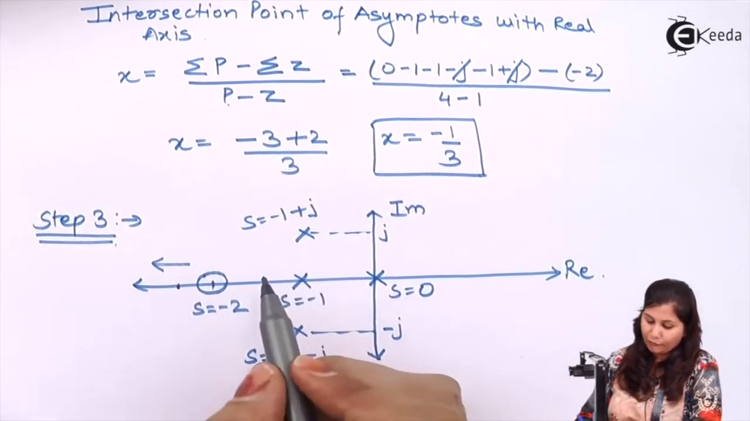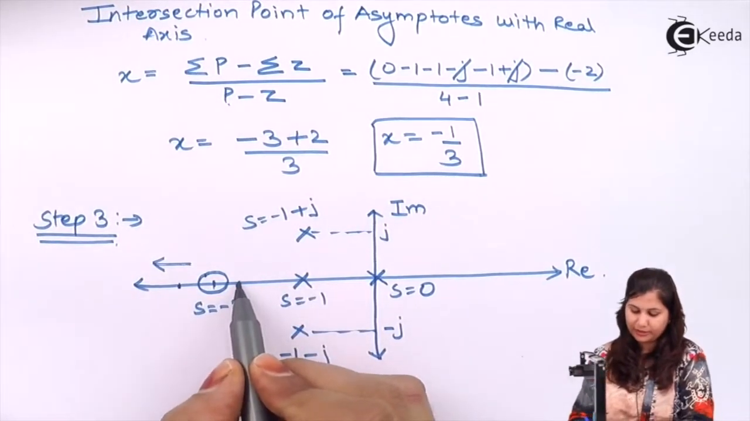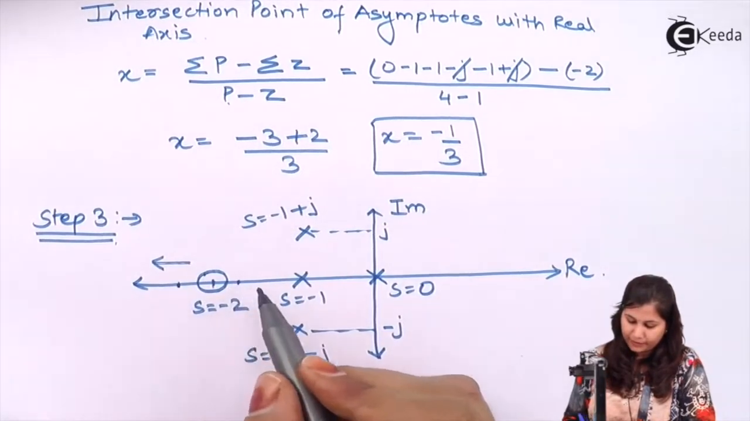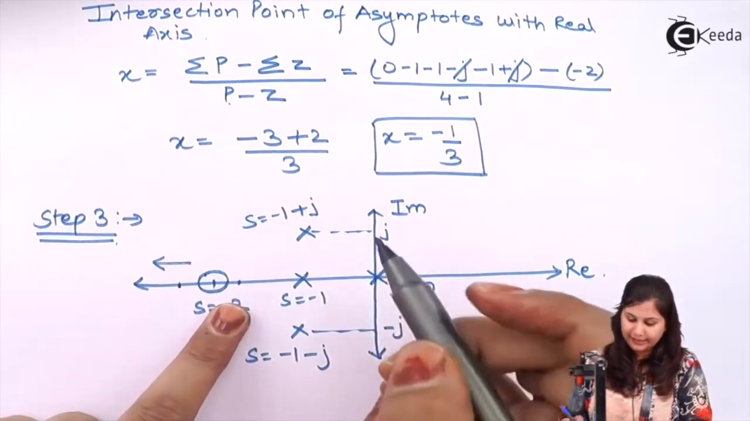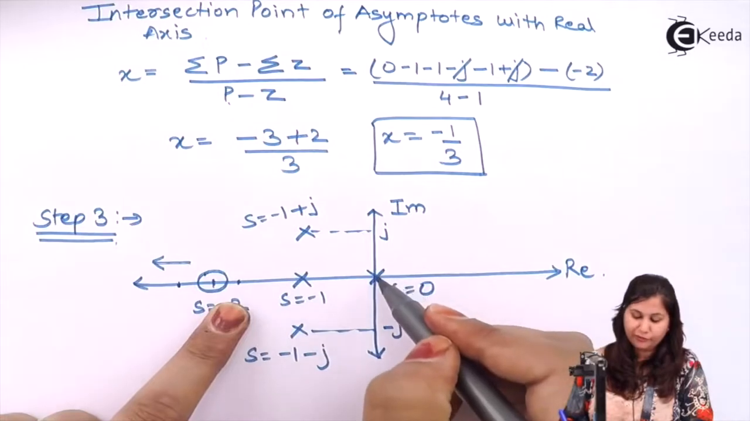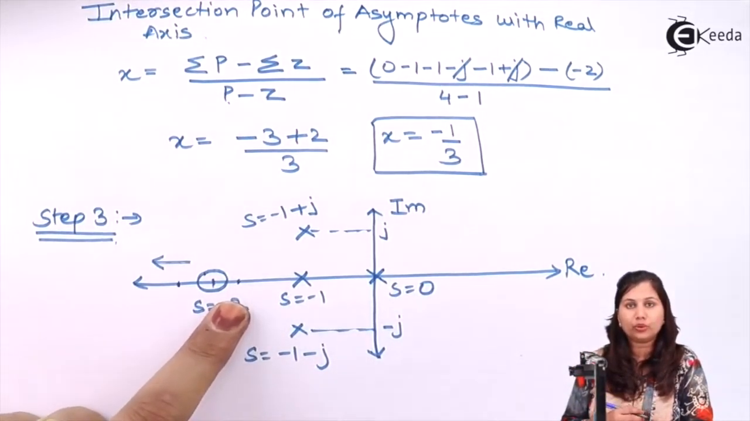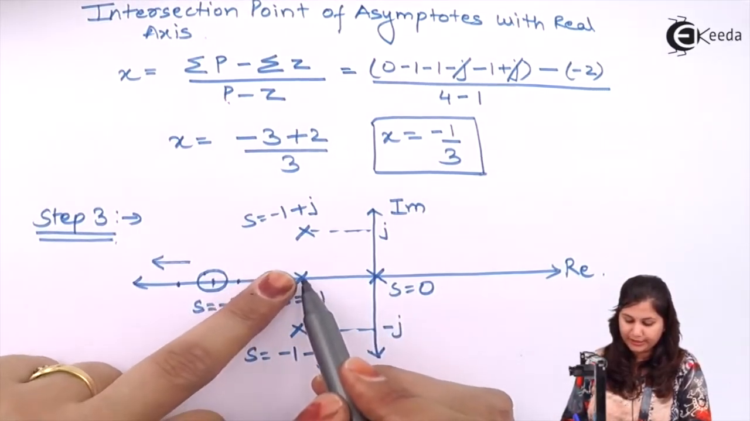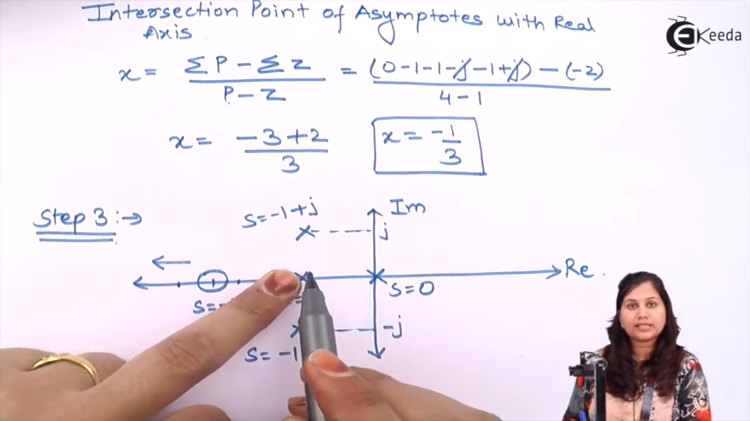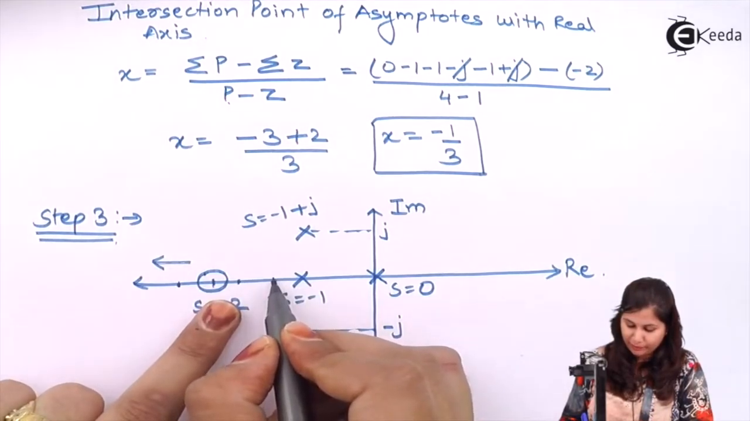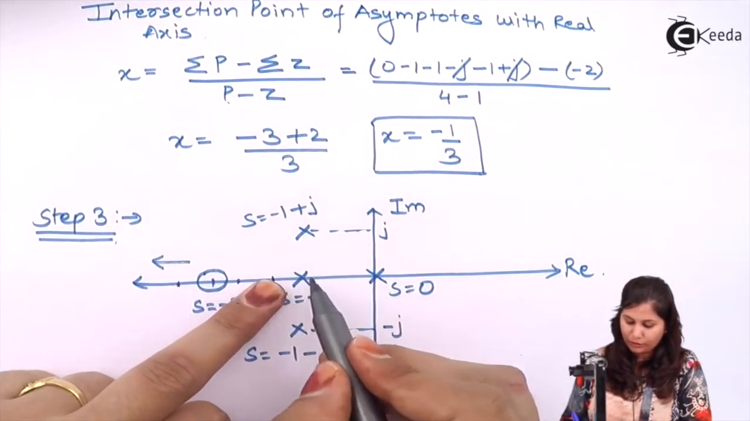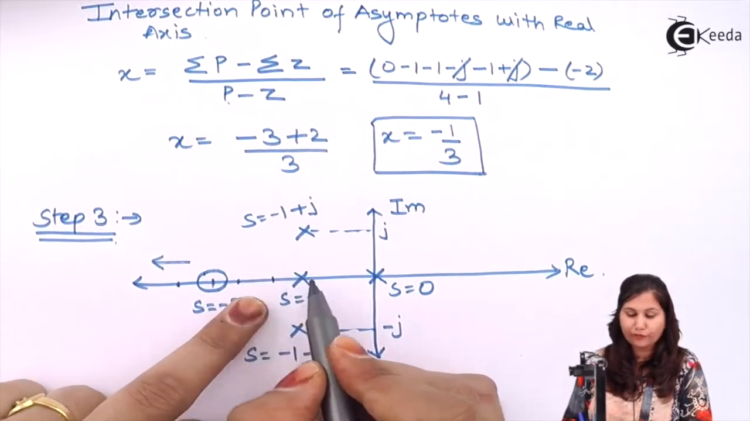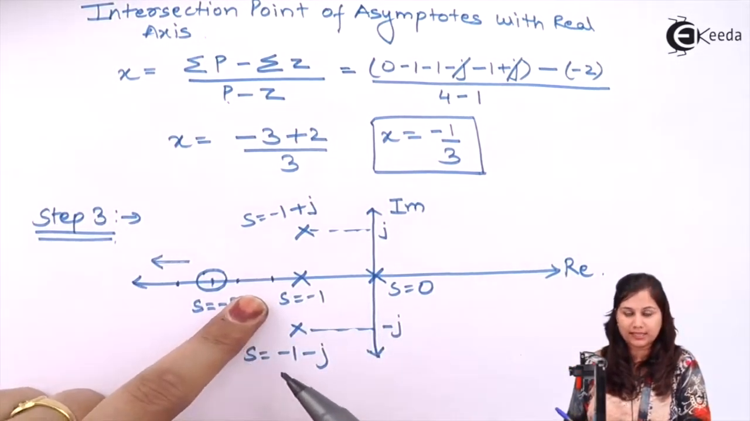Okay, now for this point here, if we take a point here, then the number of poles and zeros on the right hand side will be 1, 2, 3, 4. So the direction of root locus will not be towards this point. Now for this pole, if we take a point here, the number of poles and zeros on the right hand side is 1, 2, 3, 4, an even number. So the direction of root locus will not be towards this point.